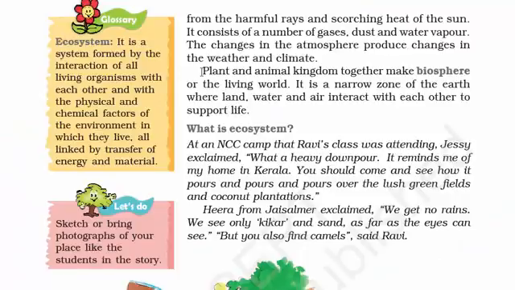Let's put a little more emphasis on the term biosphere. Plant and animal kingdom together make biosphere, or the living world. It is a narrow zone of the earth where land, water and air interact with each other to support life. I'm sure there will be a question based on this because I've faced this question in many exams. So remember this very clearly. Plant and animal kingdom together make biosphere. Land, water and air interact with each other to support life. That zone where these three interact is called biosphere.